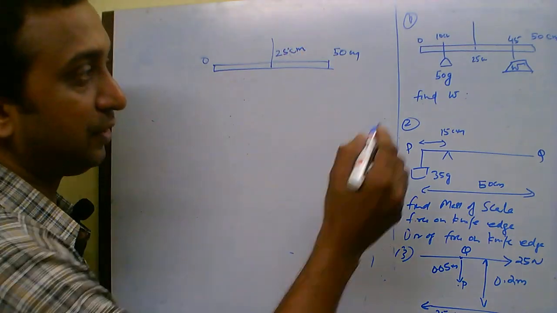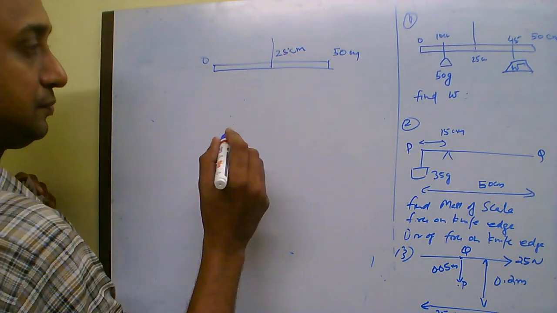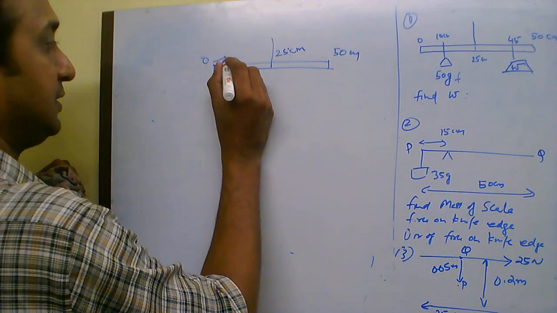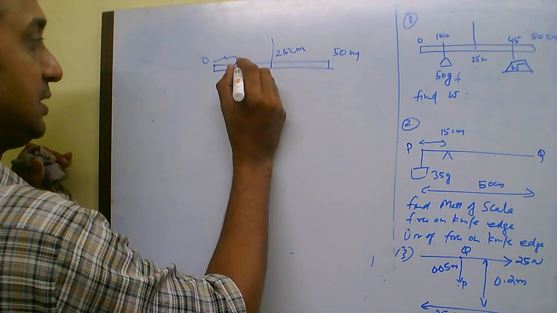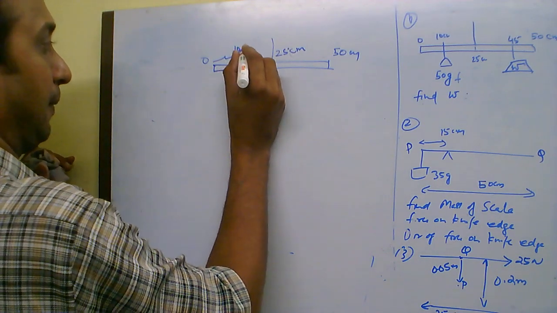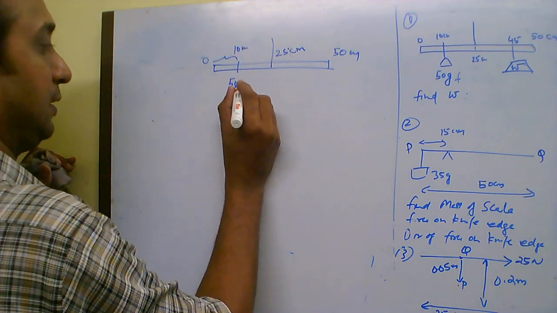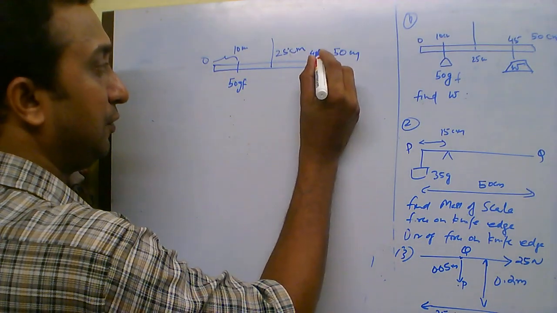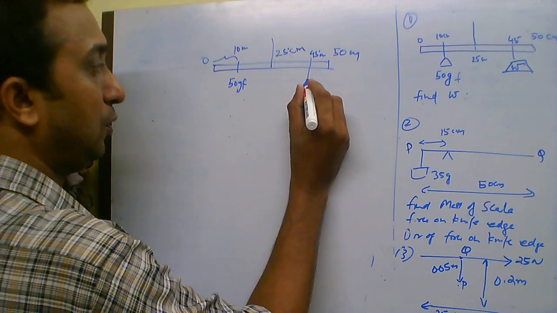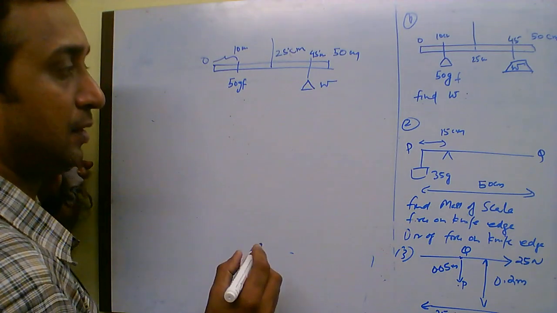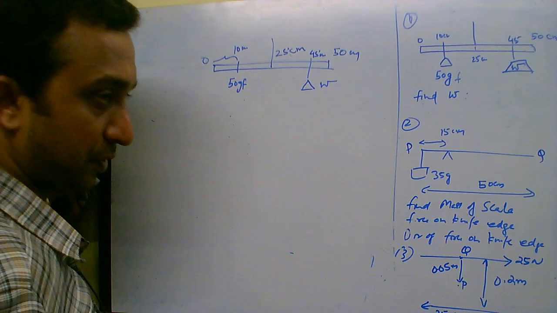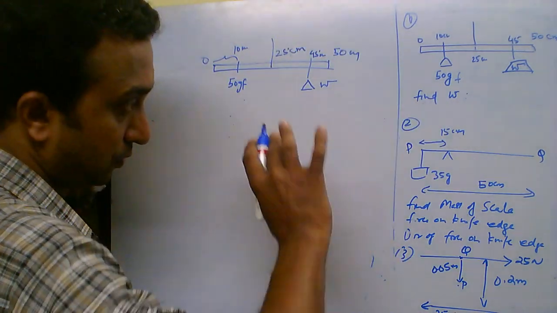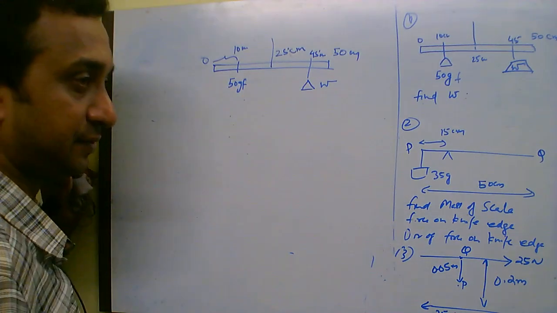and you have a weight of 50-gram force suspended 10 centimeters from one end. So this is 10 centimeters and you have 50-gram force, and at 45 centimeters you have an unknown weight which is W, and the scale is in equilibrium. It means it is neither turning towards the right, nor turning towards the left.